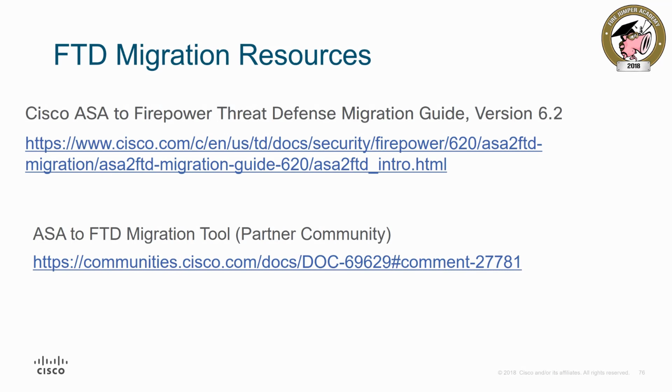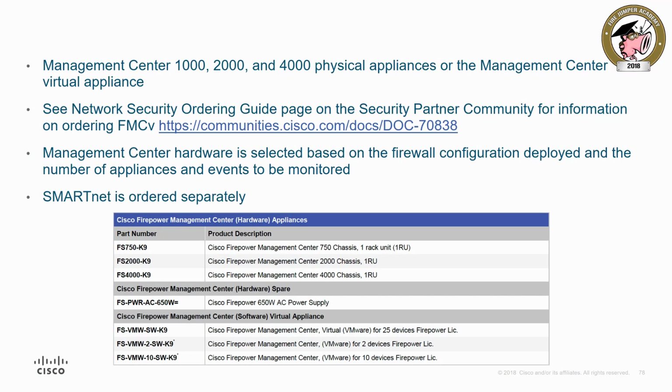In terms of licensing, we're going to cover that in more detail. But the Management Center 1000, 2000, 4000 physical appliances, or the Management Center appliance, has more information on the link there. You can see the Network Security Ordering Guide in terms of licensing, the Management Center hardware selected based on firewall configuration deployed, and the number of appliances and events to be monitored. Those are important considerations when you're looking at sizing and ordering and licensing. So a SmartNet is also ordered separately.